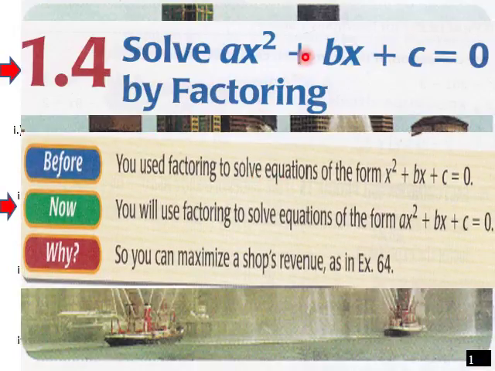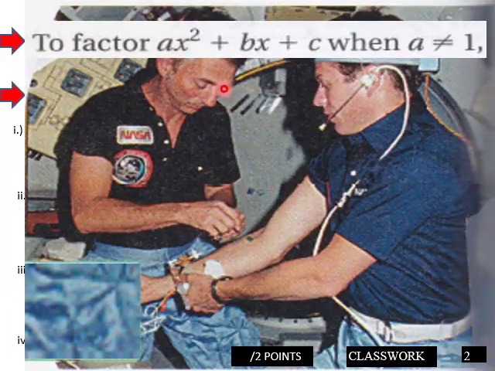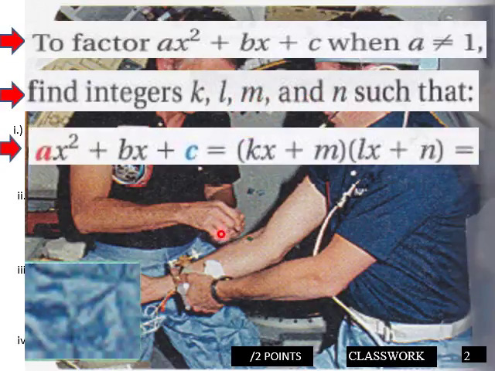Okay, 1.4, solve this quadratic by factoring. We're going to do some factoring again. We've already done a fair amount. To factor ax squared plus bx plus c when a does not equal 1, find integers k, l, m, and n such that for a we have k and l, and for c we have m and n, and m plus n for b.